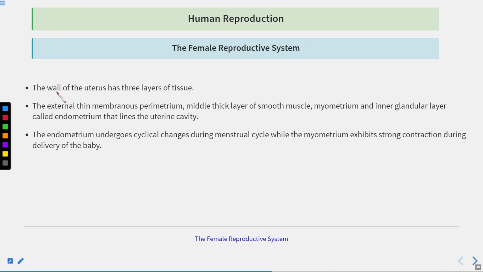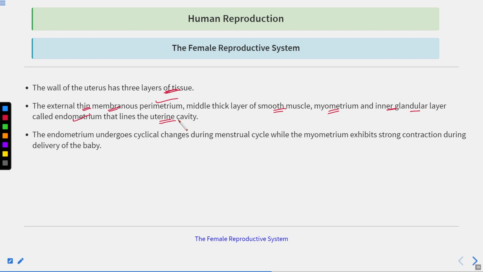Now, the wall of the uterus has three layers of tissue. What are these three layers? The external layer, which is very thin and membranous, is known as the perimetrium. The middle layer is made up of smooth muscles and it is known as the myometrium. And the inner layer, which is glandular, is known as the endometrium. This endometrium lines the uterine cavity.